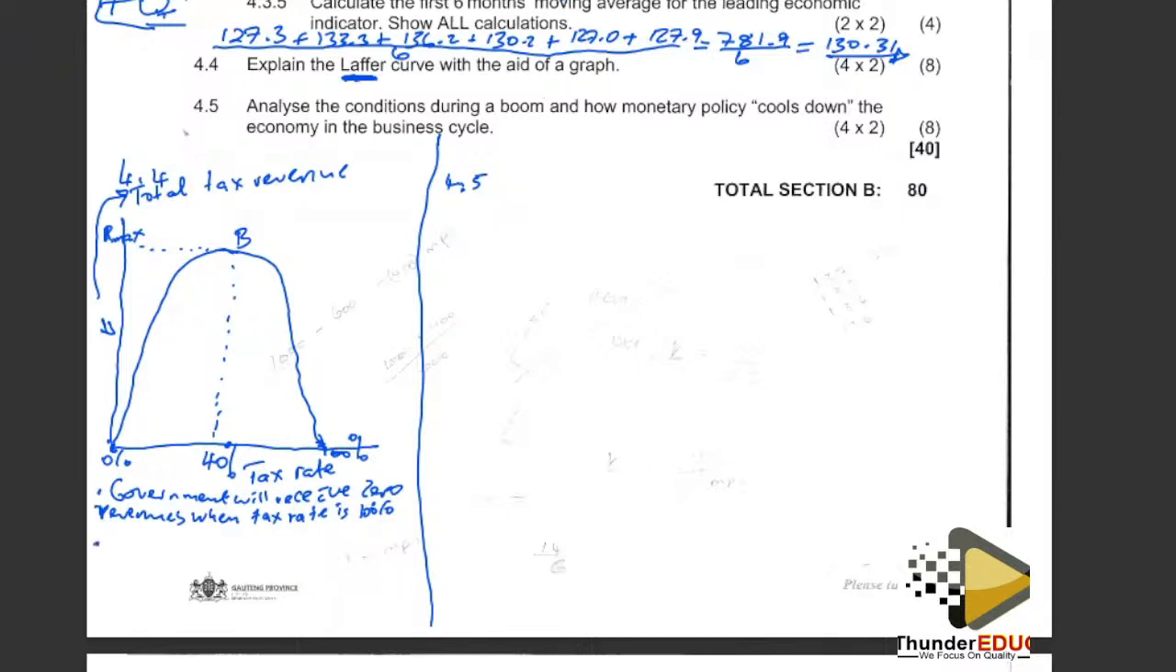Also, we can say higher tax rates could lead to tax avoidance. Of course, if the government imposes too high a tax rate, either on businesses or on individuals, that is going to discourage the availability of labor to work, or it will actually discourage production of goods and services by businesses. So here we are saying that the higher tax rates could lead to tax avoidance.